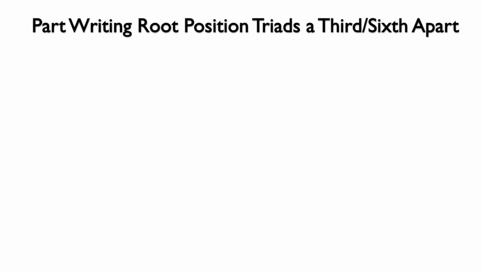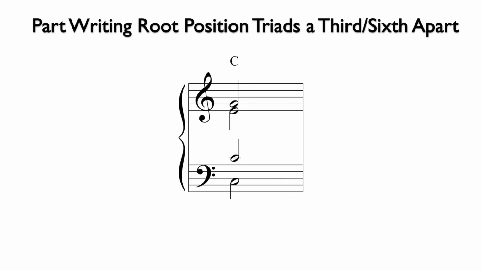Let's try another example. Starting again on C as a 1 chord, we will move down by a third this time to A minor, the 6th chord in the key of C. We are starting with the same voicing for the C chord as in the previous example. First, we will place an A in the bass since the A minor chord is in root position.